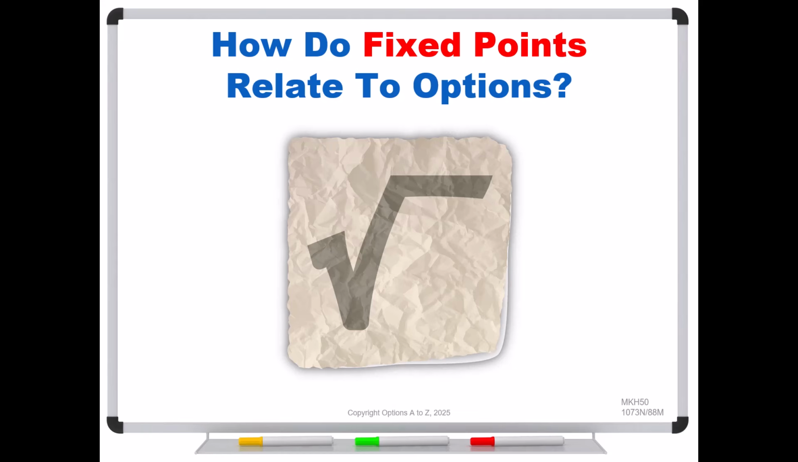And for today, I've picked a topic that's a little bit more math than normal, but it definitely relates to options. Of course, options trading is art and science, so there's always going to be some math involved. But anyway, it's a very interesting topic, and I'll show you how there are some interesting relationships with options. And so the question is, how do fixed points relate to options? And of course, that means we have to figure out what a fixed point is first, and then I'll show you what it has to do with options trading. So let's go find out more about this.